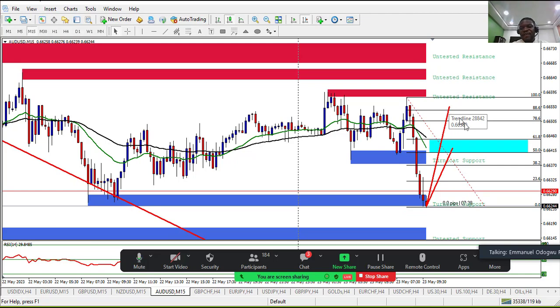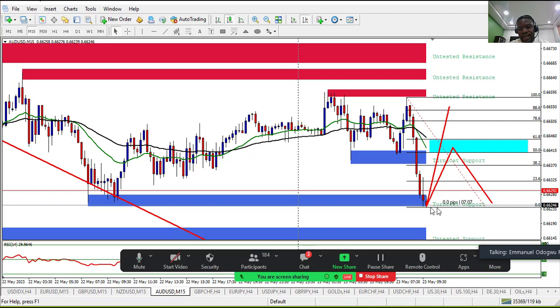So if you place this first one, maybe your normal lot size is 0.1. If you enter here, you're not to enter with 0.1. You will just do maybe 0.05, expecting more retracement. If the market retraces more, fine, you can enter the other 0.05. But if the market did not retrace from there and starts moving towards the downside, then you're already in profit with that first 0.05. So that's how I trade.